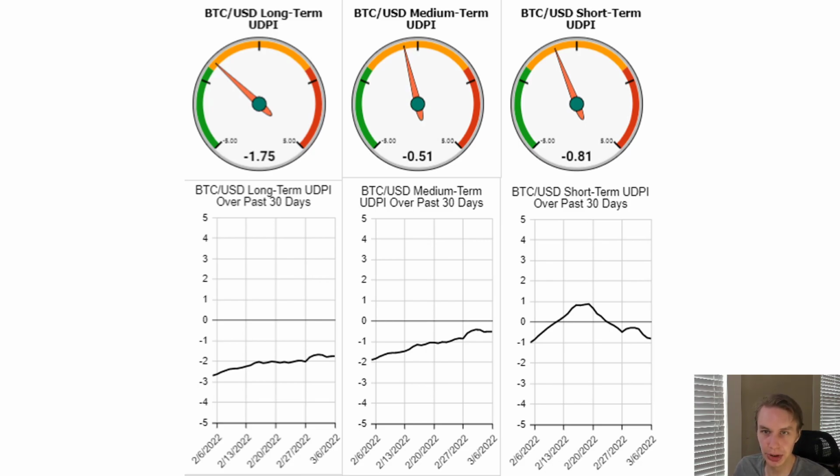But when we go to the shorter term timeframes, we see a lot more indecision. In the medium term, the weeks to months timeframe, we're almost at zero, just negative 0.5, so very undecided. And the short term has also cooled back down. This is a good thing in a way for the short term UDPI, which cares about days to weeks. We had actually been a bit overextended, up around 1 not too long ago, but now we've cooled off substantially from there.